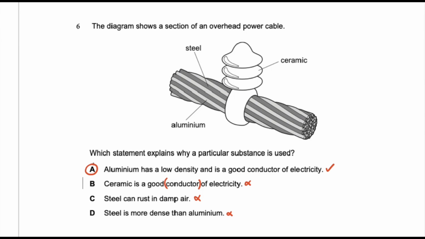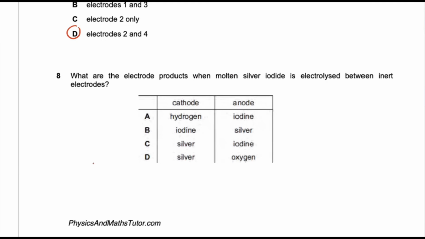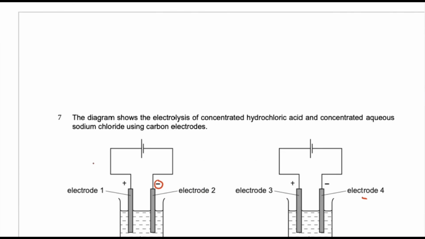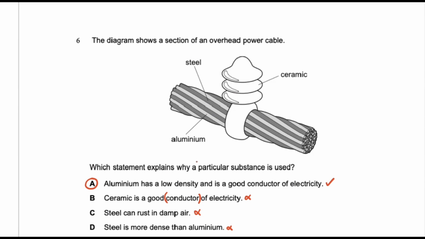Okay, now let's try others. So, yeah. Can I know why D is not so right actually? Because the question is asking why a particular substance is used, which means why steel is used. Steel is used over there just to strengthen the power cable. So if the statement said steel is used because it is strong, then okay, acceptable. It is strong, so to make the cable strong, don't break easily.